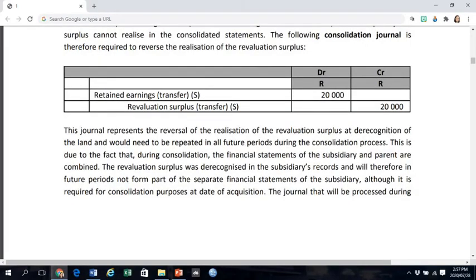Because this revaluation surplus was de-recognized in the subsidiary's records and will therefore in future periods not form part of the separate financial statements of the subsidiary, being my starting point every year that I consolidate, this journal entry would have to be repeated every single year. It takes away the realized portion out of the retained earnings of the subsidiary. It creates this revaluation surplus again every year so that you have it available to eliminate in your at-acquisition consolidation journal entry.